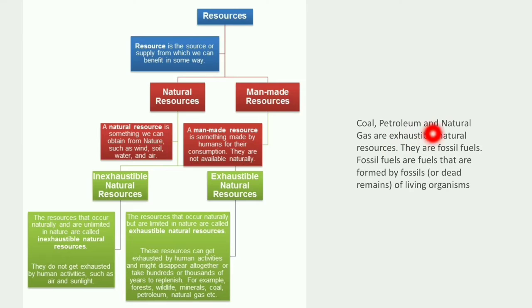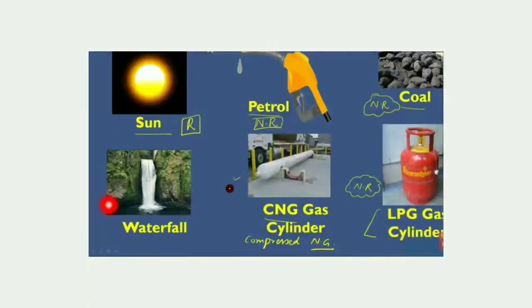So coal, petroleum and natural gas are exhaustible natural resources. They are called the fossil fuels. Fossil fuels are fuels that are formed by fossils or the dead remains of living organisms. That means all these things formed from the dead organisms. We will learn about the process when I will tell you the story of coal.